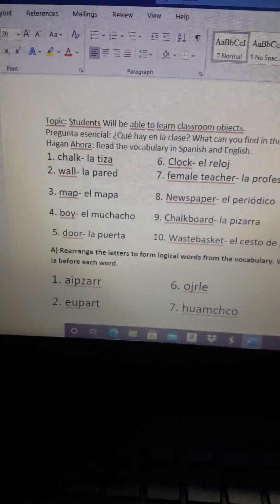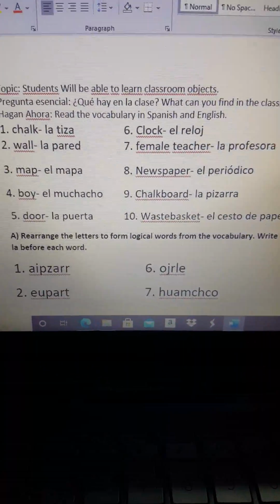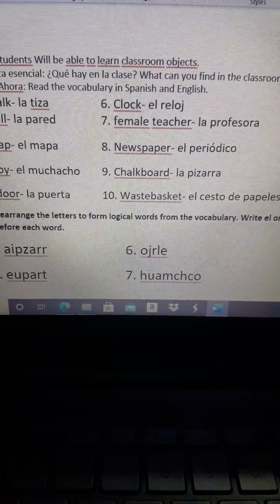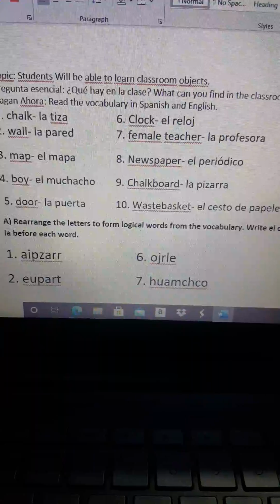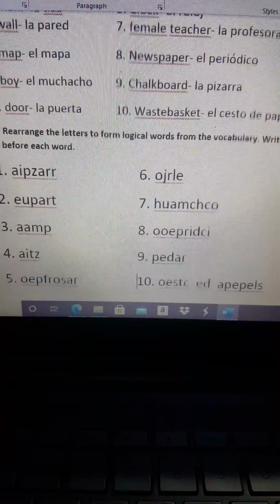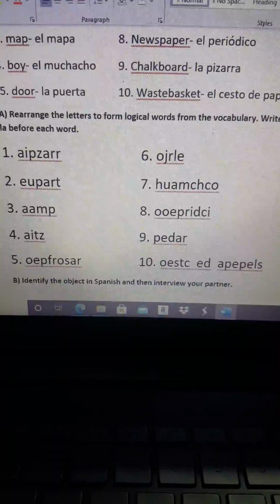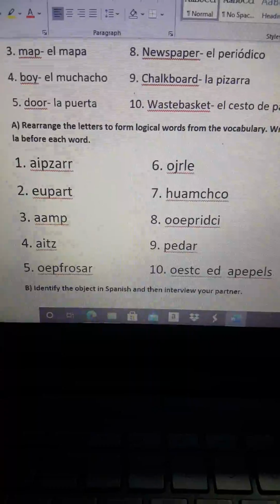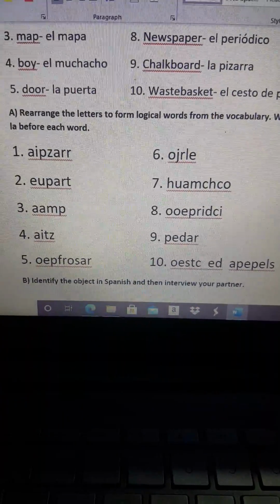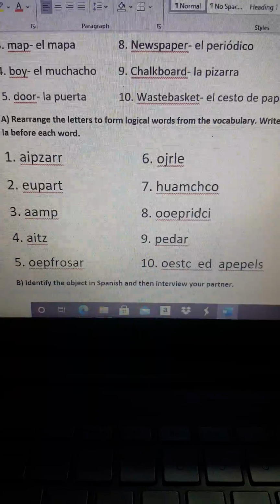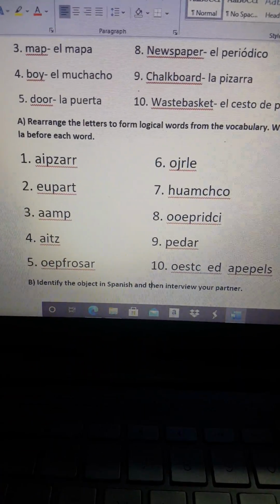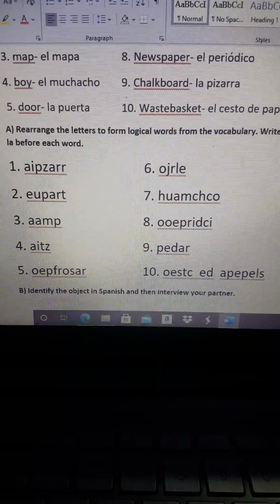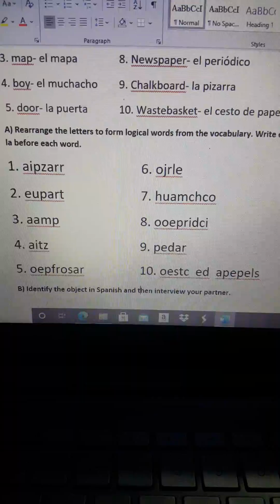Now, the first exercise that you could do for students to practice, to rehearse the vocabulary, is by asking them, for example, to rearrange the letters to form logical words from the vocabulary. So if you look at, for example, number one, I will not go over all of the words, but I just want to model number one for you, where you can see the word is la pizarra. Okay, for number one, la pizarra, and you make sure that the students unscramble the letters and come up with the right word, but you also make sure that they use the right definite article before the word, for example, el or la.